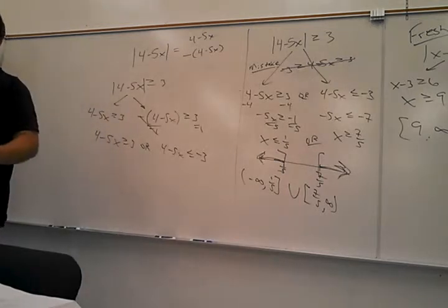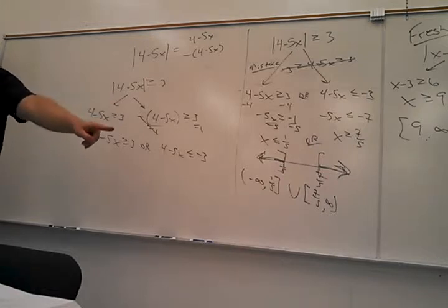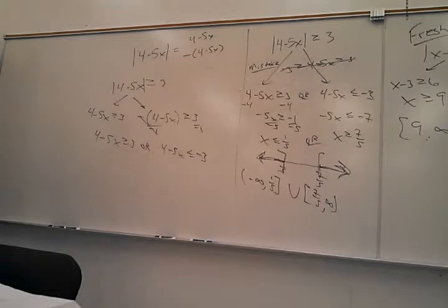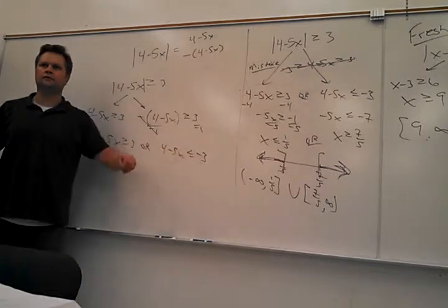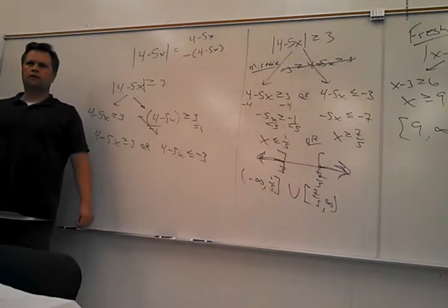If I'm here and I say you got to get 3 feet away from me, you can go over there or over there. I don't care. So you go to +3 or more, or -3 or less. That's exactly what that says. Cool. Maybe.